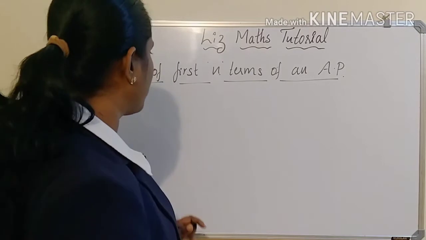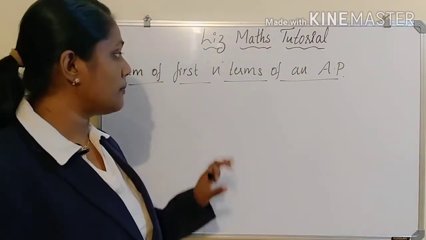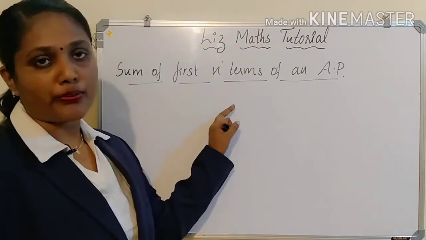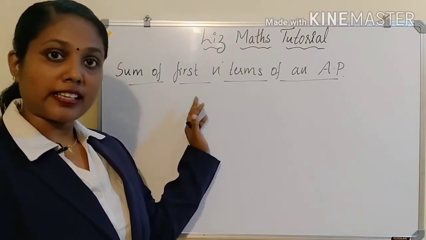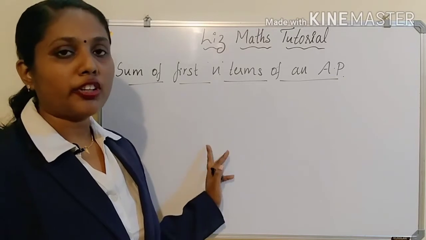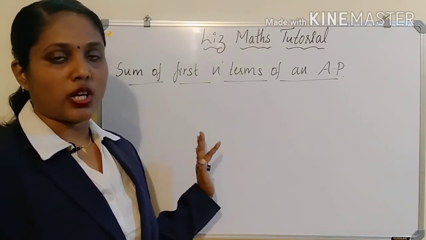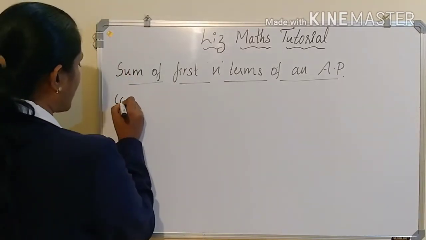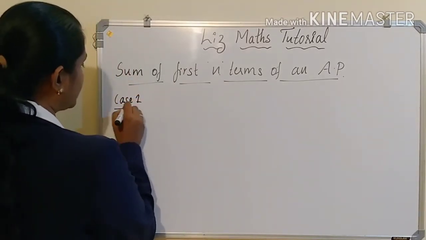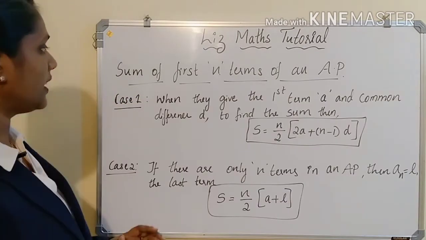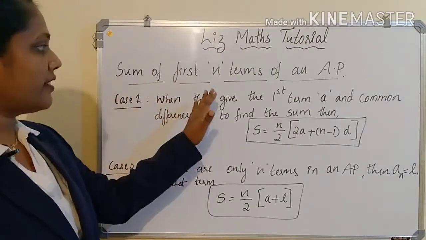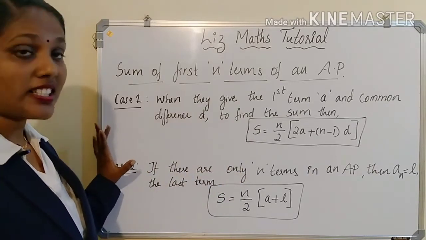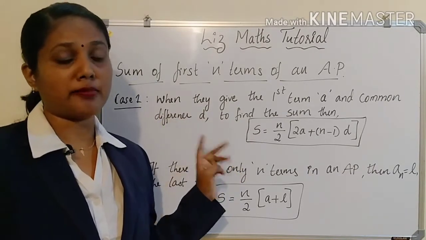How to find the sum of the n terms of an AP? Here, to find the sum of n terms of an AP, you can find two cases. What are these two cases? Let us see. Case 1. Sum of the first n terms of an AP. Here we can see there are two cases to find the sum of n terms of an AP.